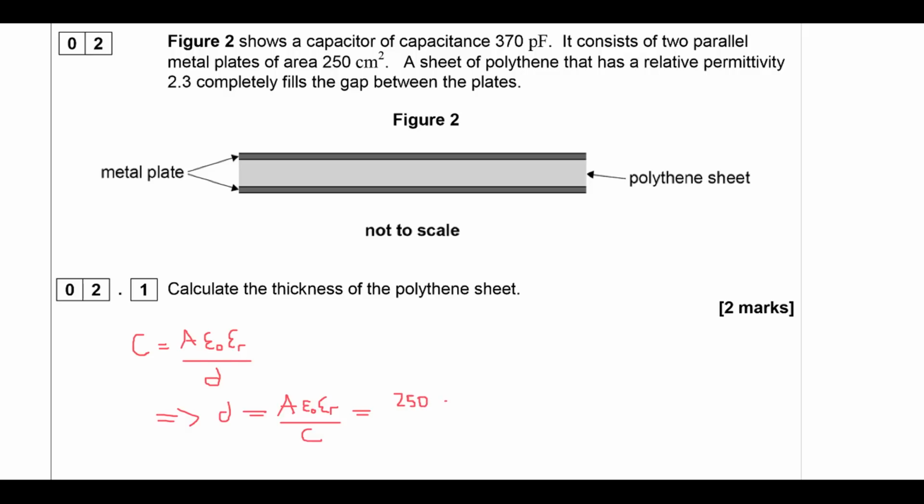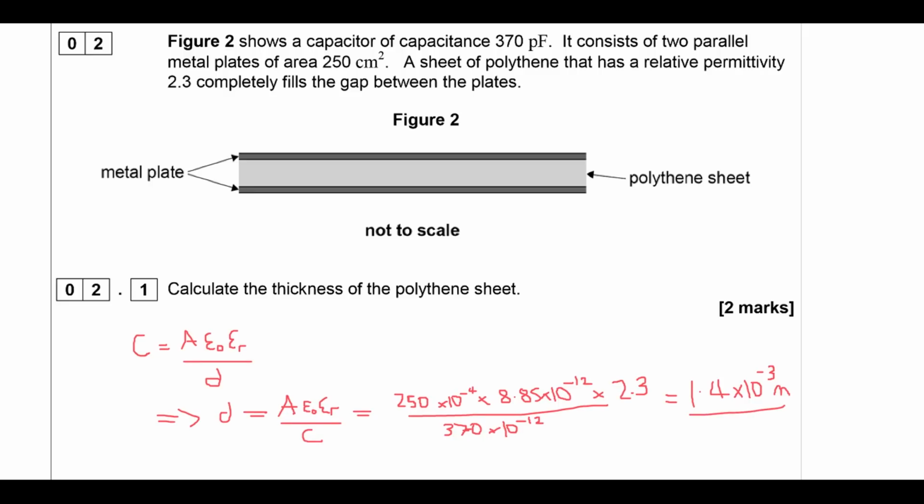So we want 250, but that's in centimeters squared, so we multiply by 10 to the minus 4 to turn it into meters squared. We've got the permittivity of free space, 8.85 times 10 to the minus 12, times the relative permittivity, 2.3, and we divide it by the whole capacitance, 370 picofarads, which is times 10 to the minus 12. If we type that into the calculator, we end up with a value of 1.4 times 10 to the minus 3 meters, or 1.4 millimeters separation effectively. Okay, so that's that one.